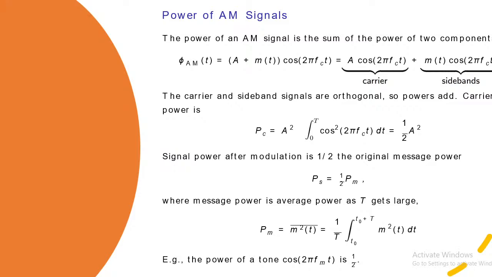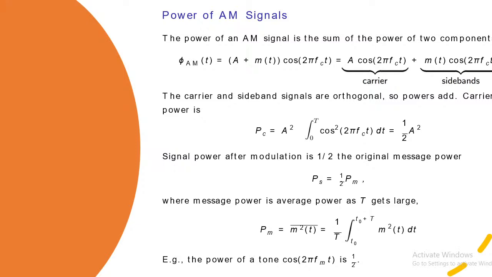The carrier and sideband signals are orthogonal. You can see there are two cosine functions, and a cosine function is orthogonal to itself. So since they are orthogonal, their powers will add. The carrier power is P_C, C for carrier, P for power. How to calculate power? Power will be A squared, amplitude squared, integrated from 0 to T for one period, where T is one period, cos squared 2 pi f_c t dt. If you integrate that, it will give you 1 by 2. So P_C is equal to 1 by 2 A_c squared.